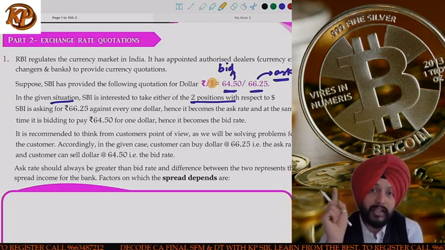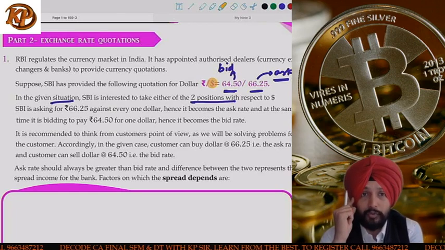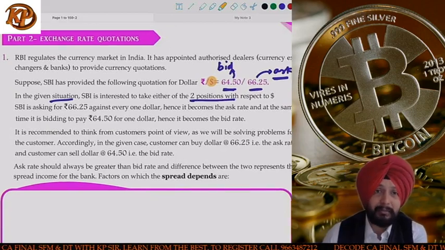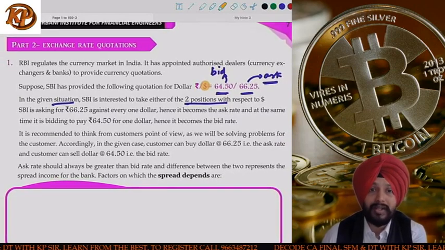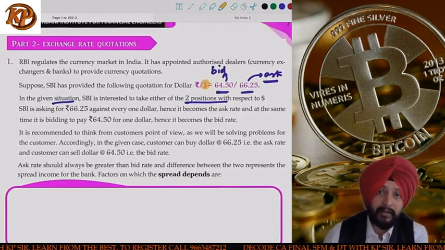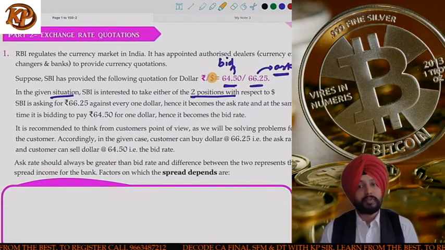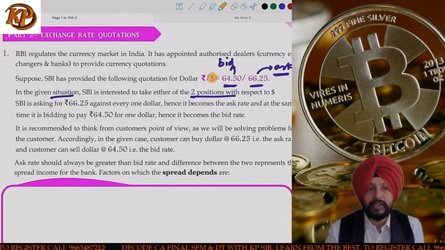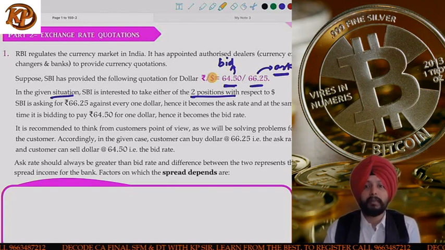If we look at things from the bank's perspective, SBI is asking for 66.25 against every $1, hence it becomes the ask rate, and at the same time it is bidding to pay 64.50 for $1, hence this becomes the bid rate. But in exams, most of the sums we will be doing are for a customer who is an importer or a customer who is an exporter.